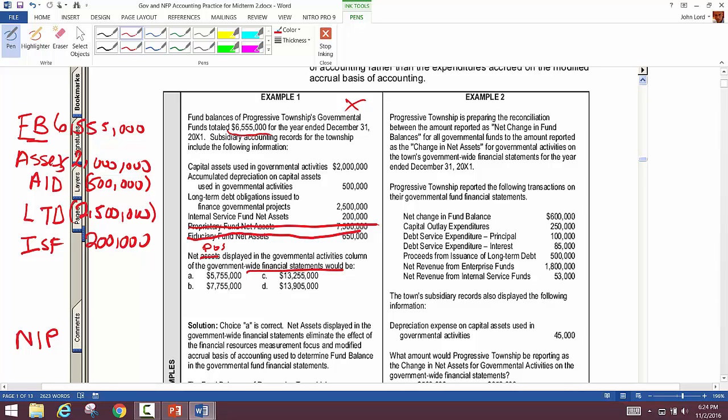Ignore it. Where's my PAPI? PAPI is not reported at the government-wide level, so I ignore that as well, right? So these are distractors here. Okay? So I go ahead and I add all that up, and I should get choice A here, which is 5,755,000.